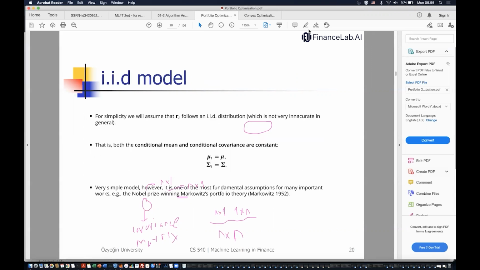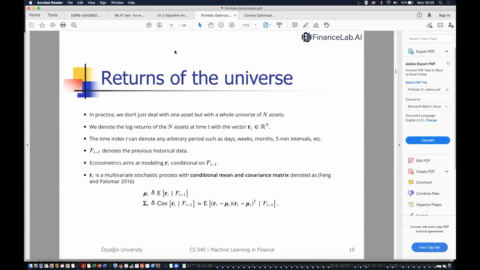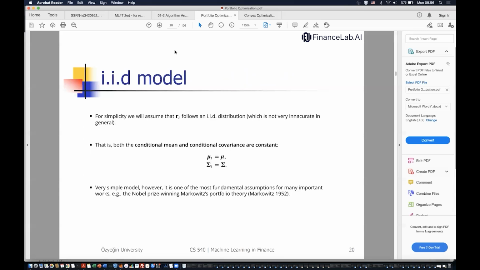And we assume that the model is an IID model, which is basically independently identically distributed. And even though this is not general, that's what we assume to be the case. Previously, the return distribution or the covariance at each time t may have been different, depending on the historical data. But if we assume that our model is an IID model, then both the conditional mean and the conditional covariance are constant.